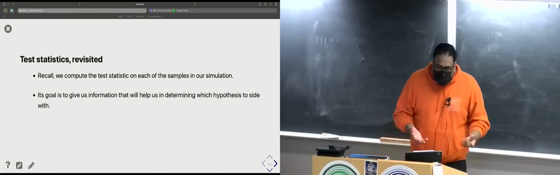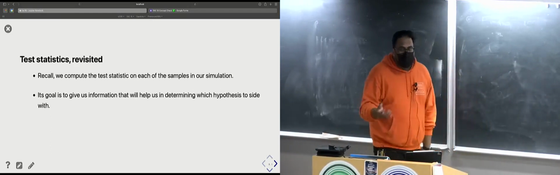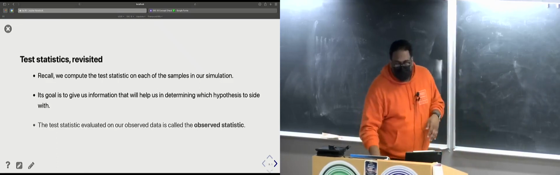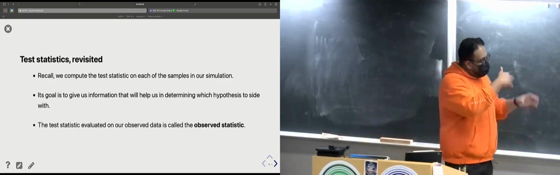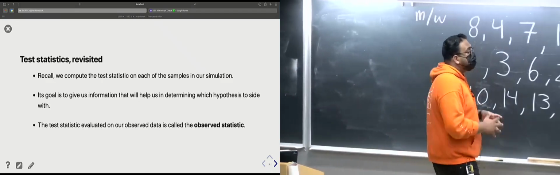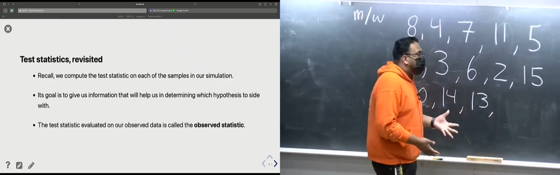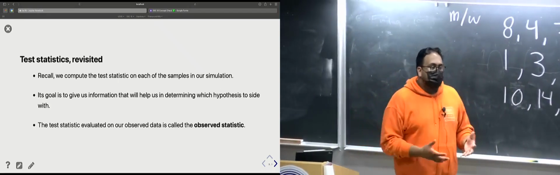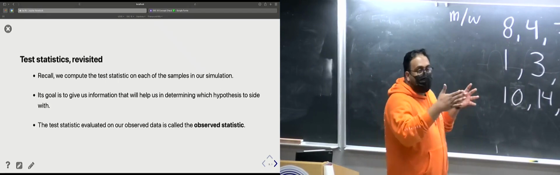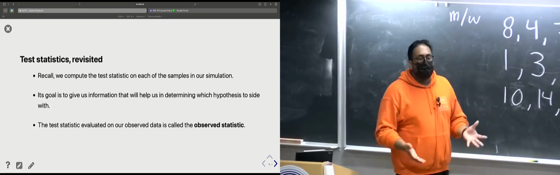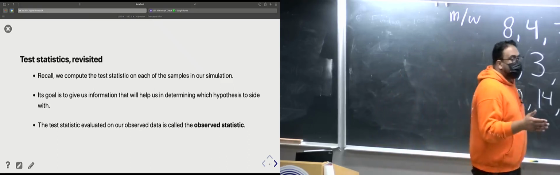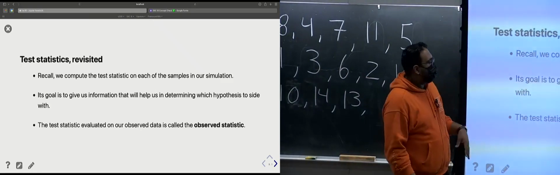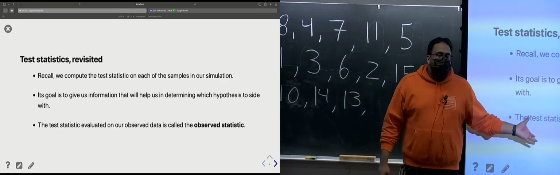And so the purpose of a test statistic is to give us information that we will use when trying to determine which hypothesis to side with. What we will do, and I'll get into this in a bit more detail in a second, is simulate data under the null hypothesis, and in each simulation, we will compute a test statistic. So if we do 10,000 repetitions, we will have 10,000 test statistics, and that will give us a distribution. What we need to do is see where the observed value of that test statistic lies in that distribution. And that observed value is just called the observed statistic.